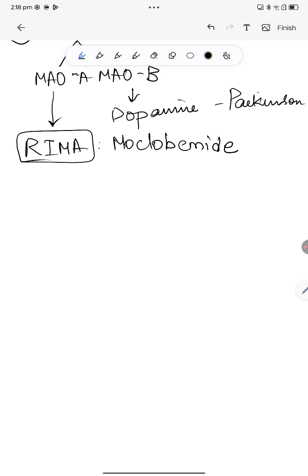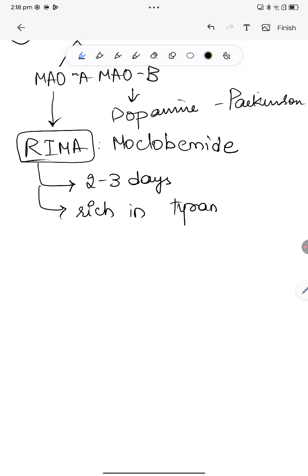This is a reversible inhibitor. Why is it so important that we tell that it is a reversible inhibitor? Previously, there were many irreversible inhibitors and they caused a lot of life-threatening side effects. In the case of a reversible inhibitor of monoamine oxidase, the enzyme is inhibited only for a short duration of 2 to 3 days. And even when the patient is on RIMAs, if he consumes any food which is very rich in tyramine, the patient ends up in cheese reaction.